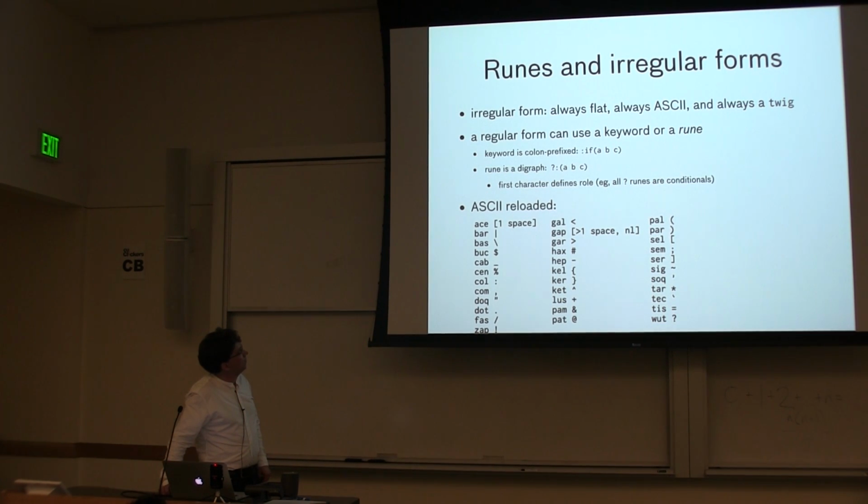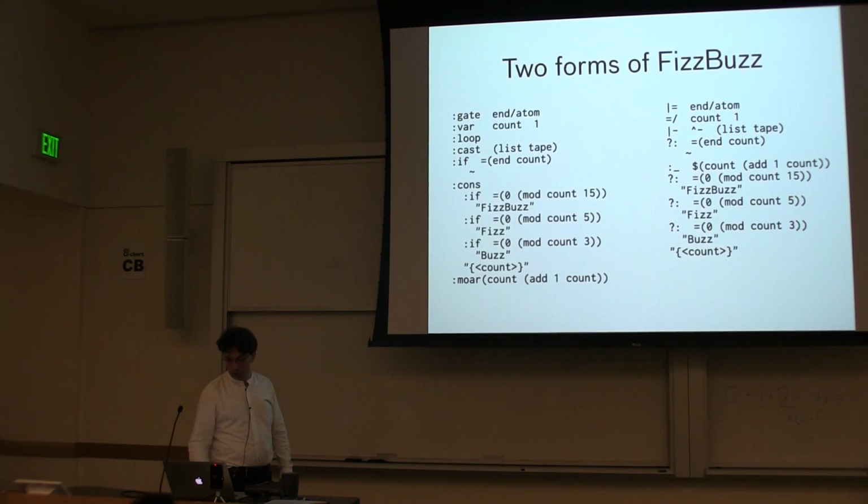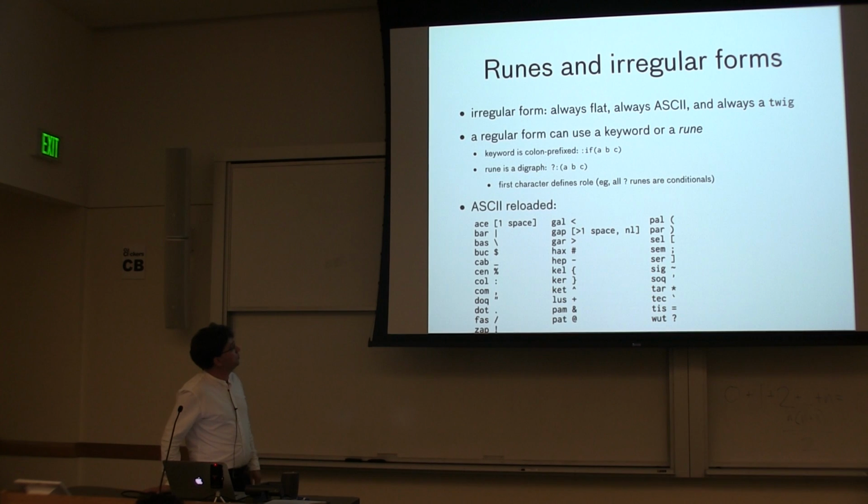What we've done is the keyword form that you saw. Remember, you saw those two forms of Hoon, one using keywords and one using runes. I'm going to step forward and show you. Here are two forms of FizzBuzz. On the right, you see runes. On the left, you see keywords. Stepping back for a second, to make these pronounceable, we've taken every ASCII character and given it a single syllable name.